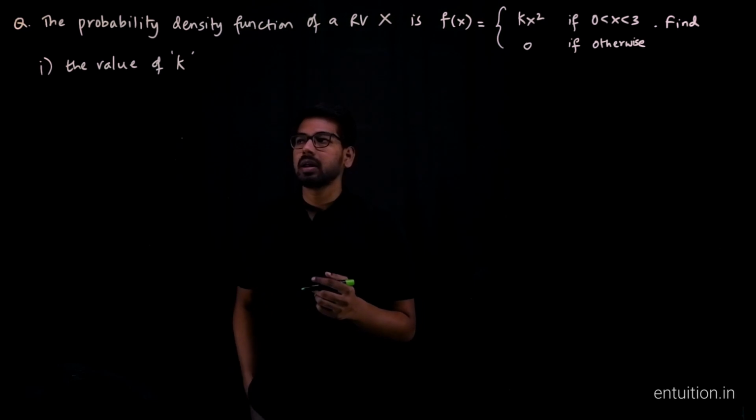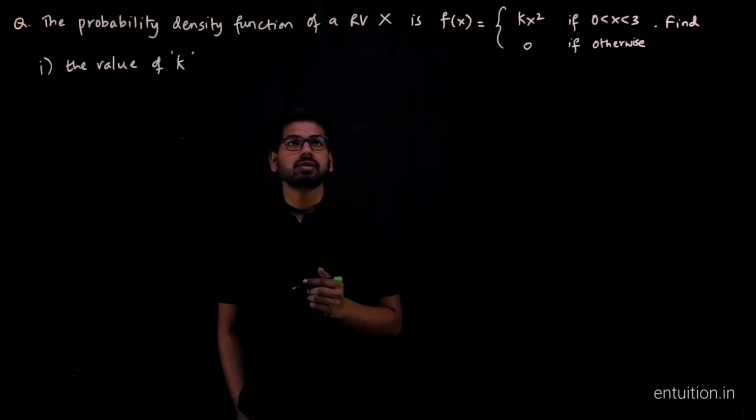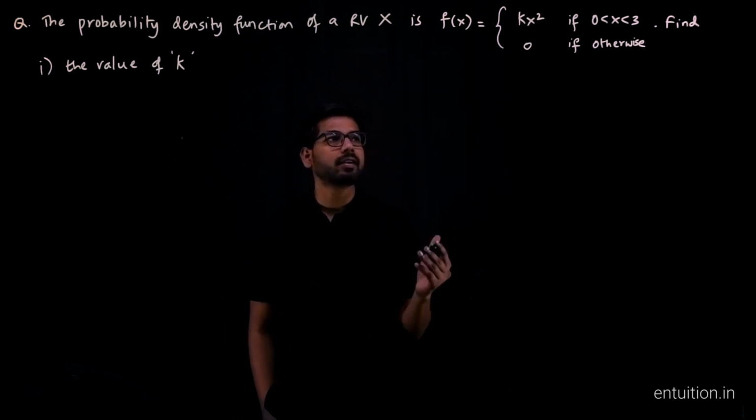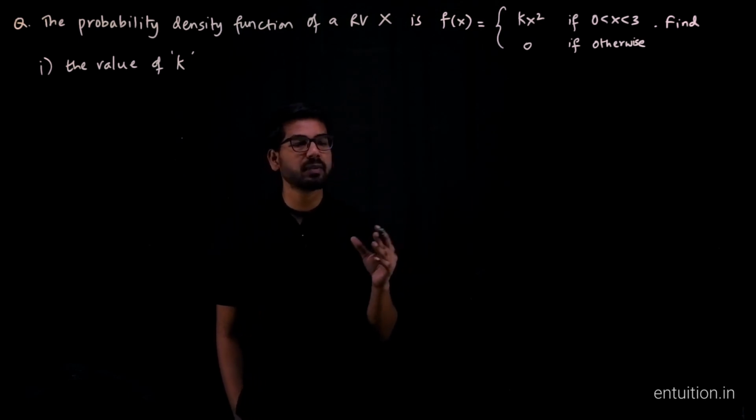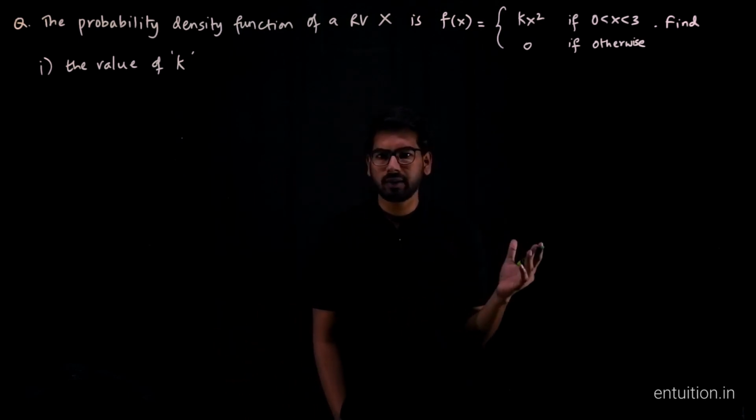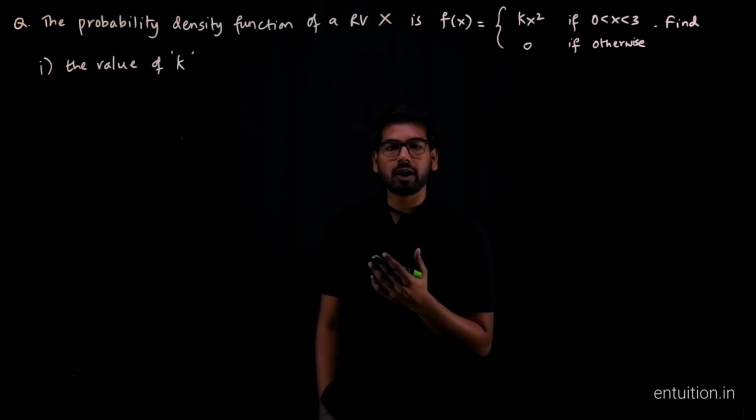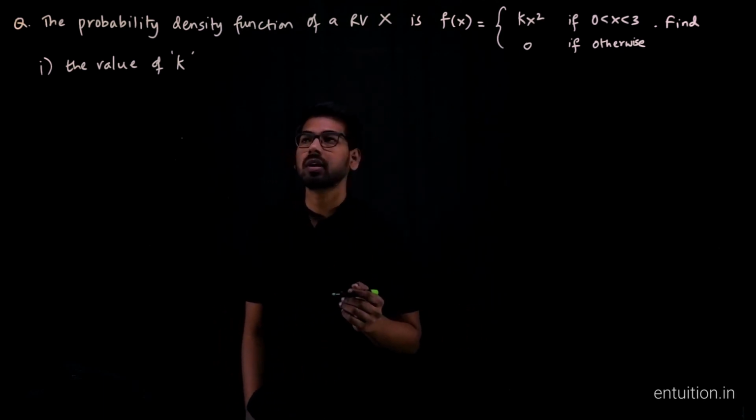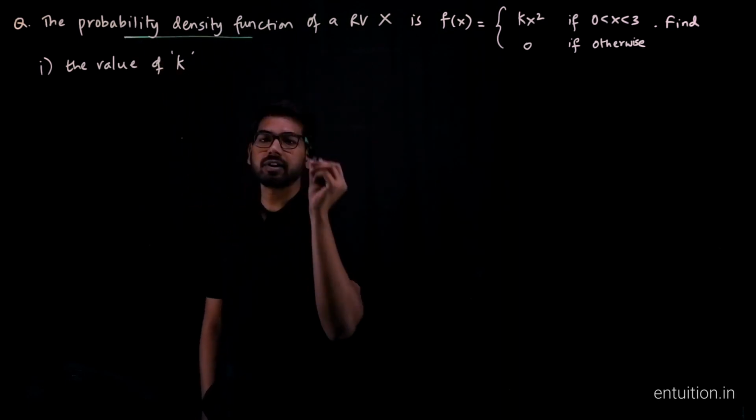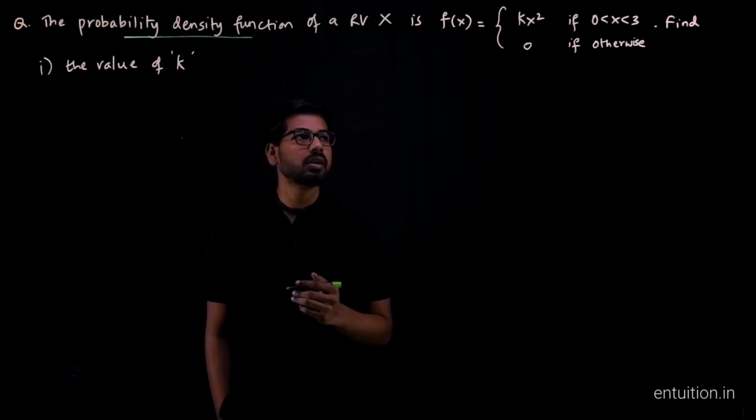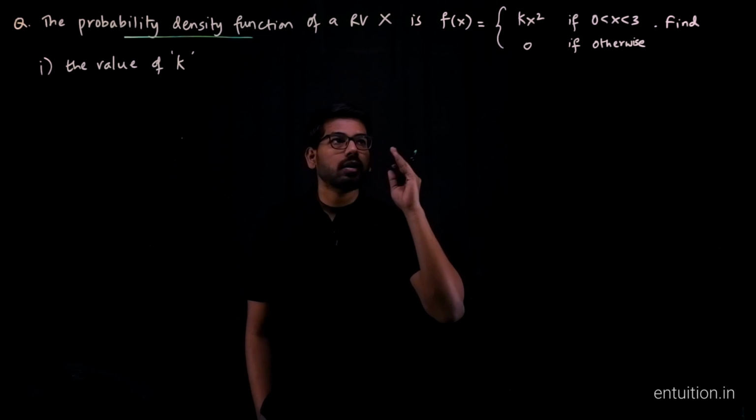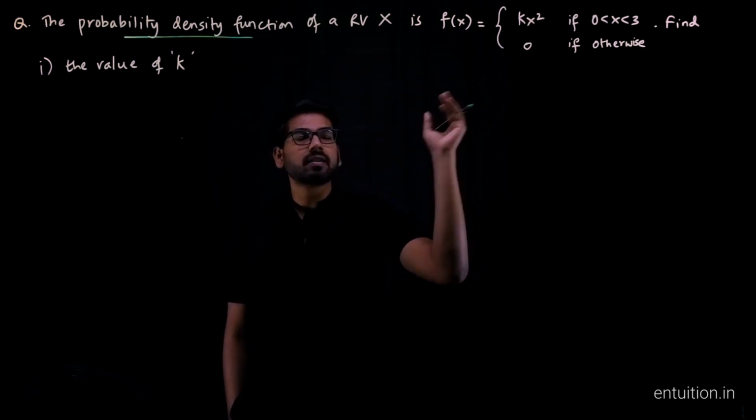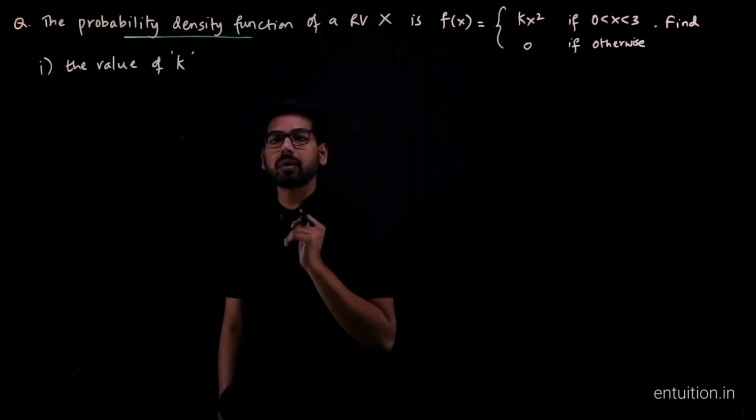So the question is, the probability density function of a random variable x is f of x equal to kx square if x is between 0 and 3, and 0 otherwise. Find the value of k. Okay. So this is a continuous probability distribution question because here we have a probability density function instead of a probability mass function, and we have a function f of x equal to kx square for the probability density function.